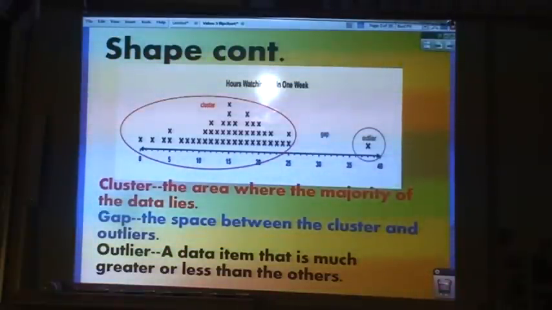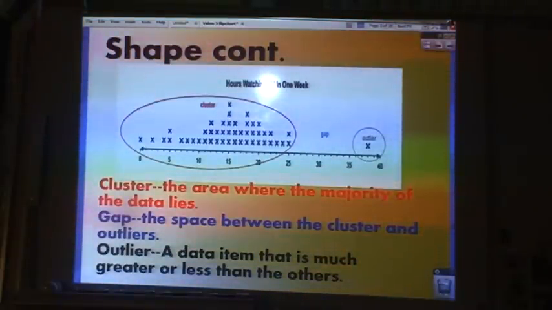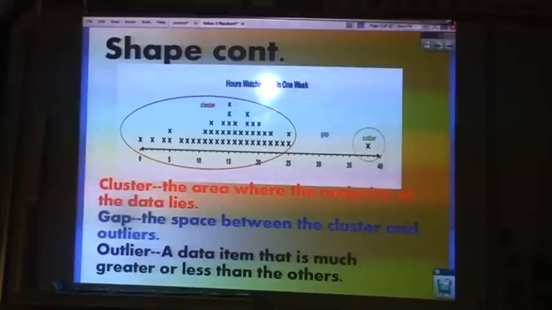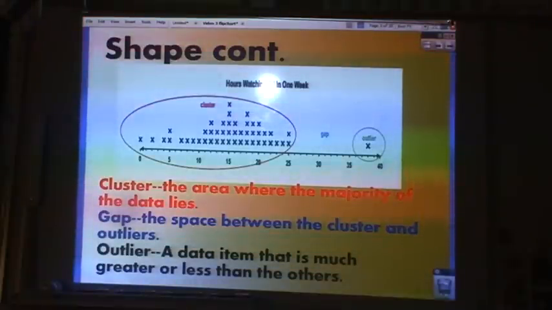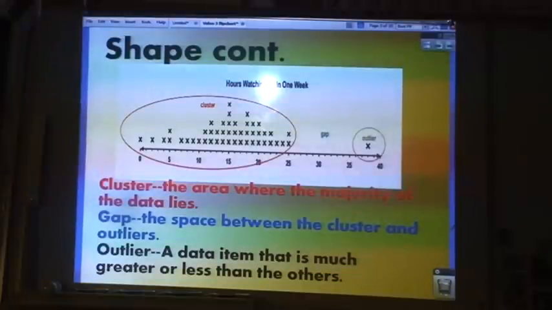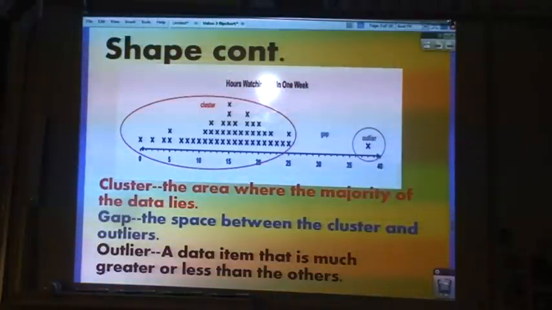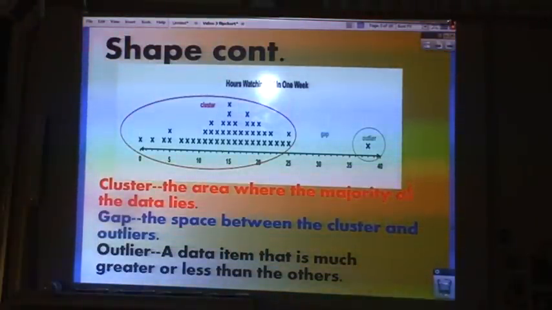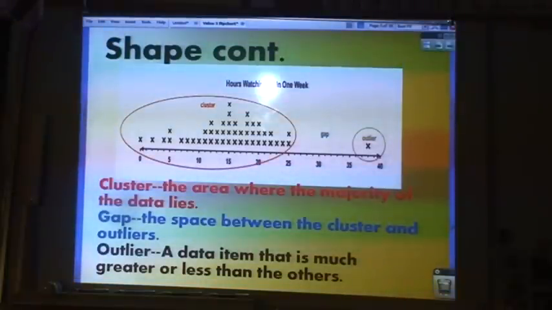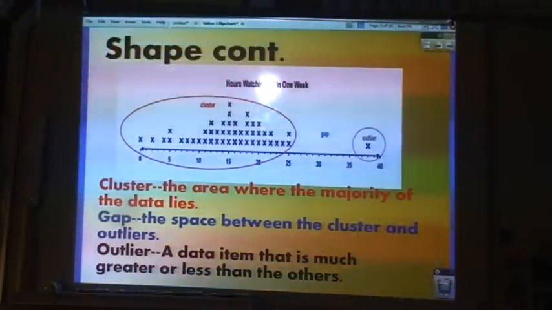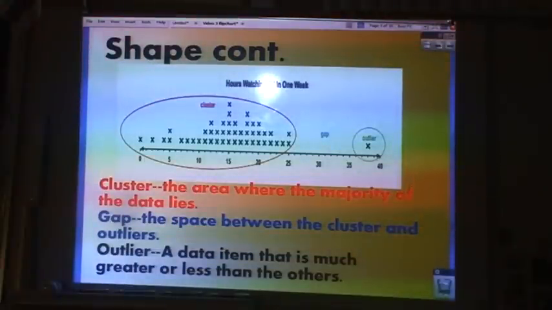There are a few things that you should know about shape. These vocab words are cluster, which is the area where the majority of the data lies. As you can see, circled in red, most of the data is in this section, so this is a cluster. An outlier is what's in black on the other side. That is a piece of data that does not really match with the rest of the data. In between the cluster and the outlier is a space called the gap. The gap is the space between the cluster and the outliers.